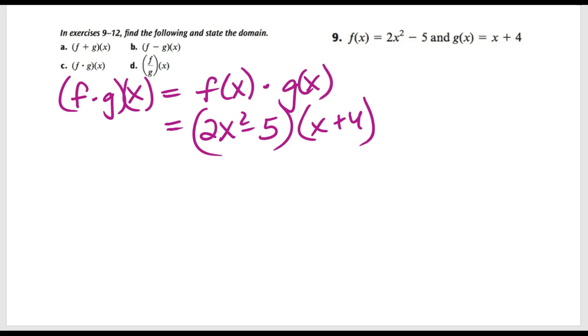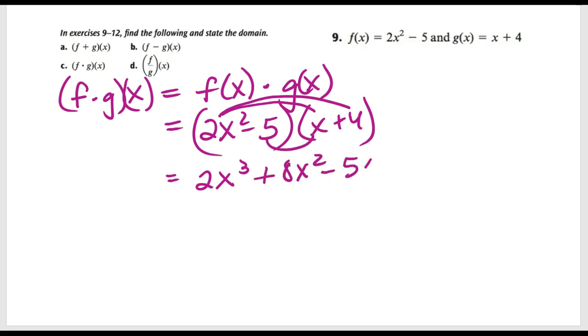And you can do this whatever method you like, distribution, box, FOIL, whatever you feel comfortable doing. I'm going to say this is 2x cubed plus 8x squared minus 5x minus 20. So this is the product of function f and g. Now, it also asks us for the domain of this. And once again, our domain will be the intersection of the domain of both of the functions. So it'll be negative infinity to positive infinity.